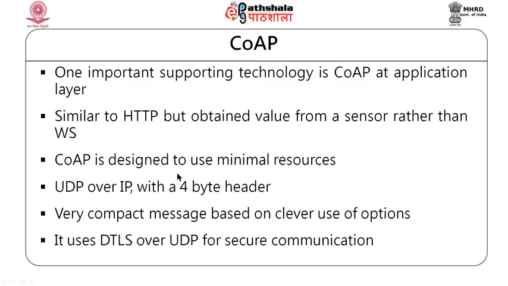The advantage of CoAP is that it will not drain a lot of power; the operations are, I would say, optimized for using less power. It uses UDP over IP, with a 4 byte header, a very small header, and a very compact message based on clever use of options. It uses DTLS, or Datagram TLS, which is a mechanism of using transport layer security over datagrams.